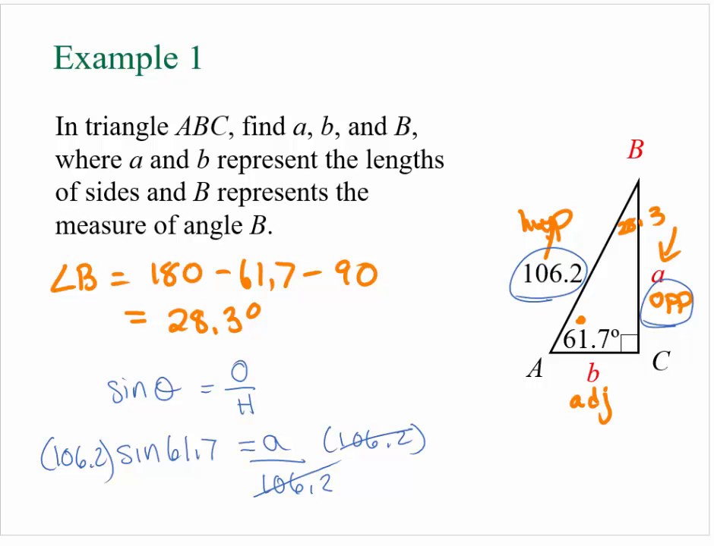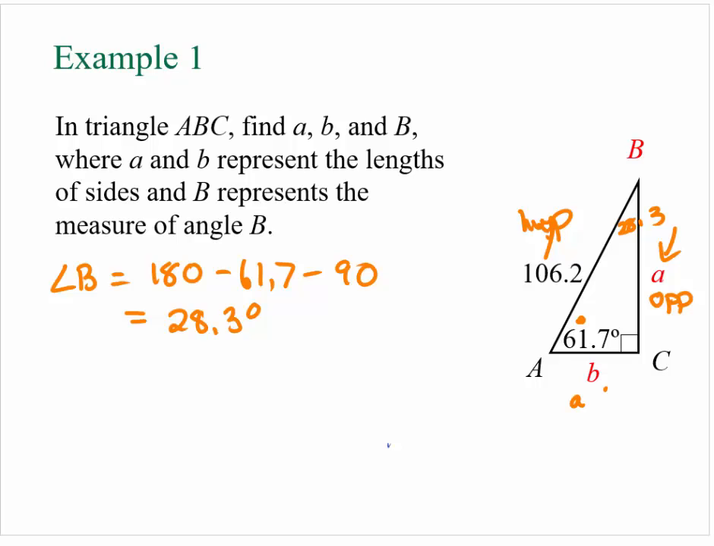So in my calculator, I'm literally going to put 106.2, hit the sine button, and 61.7. So that gives me an a value of approximately 93.5.